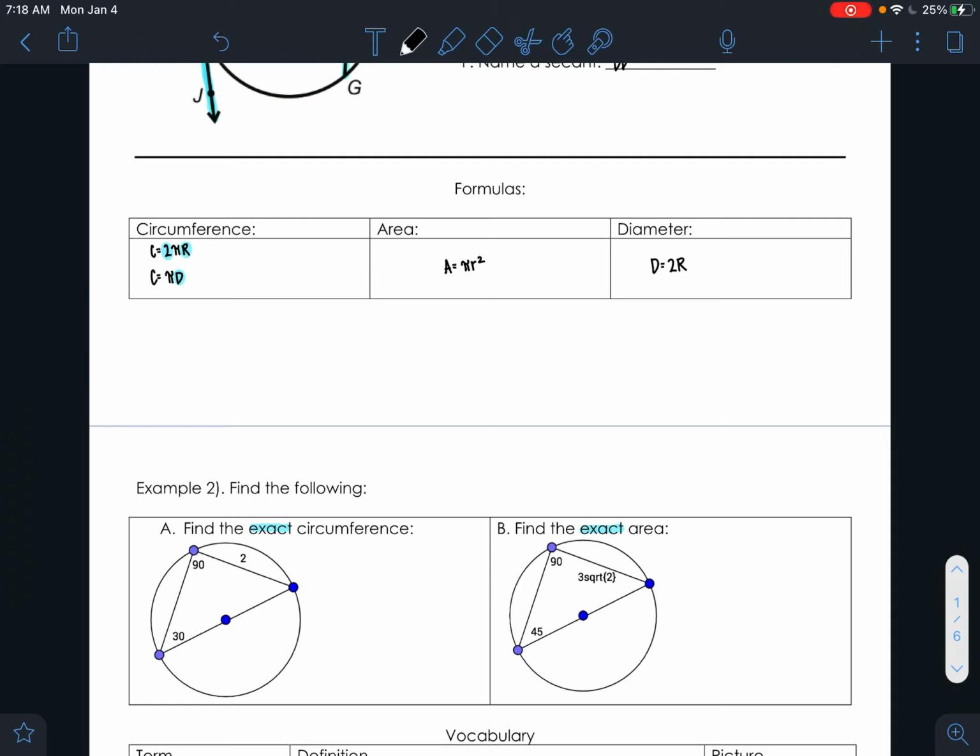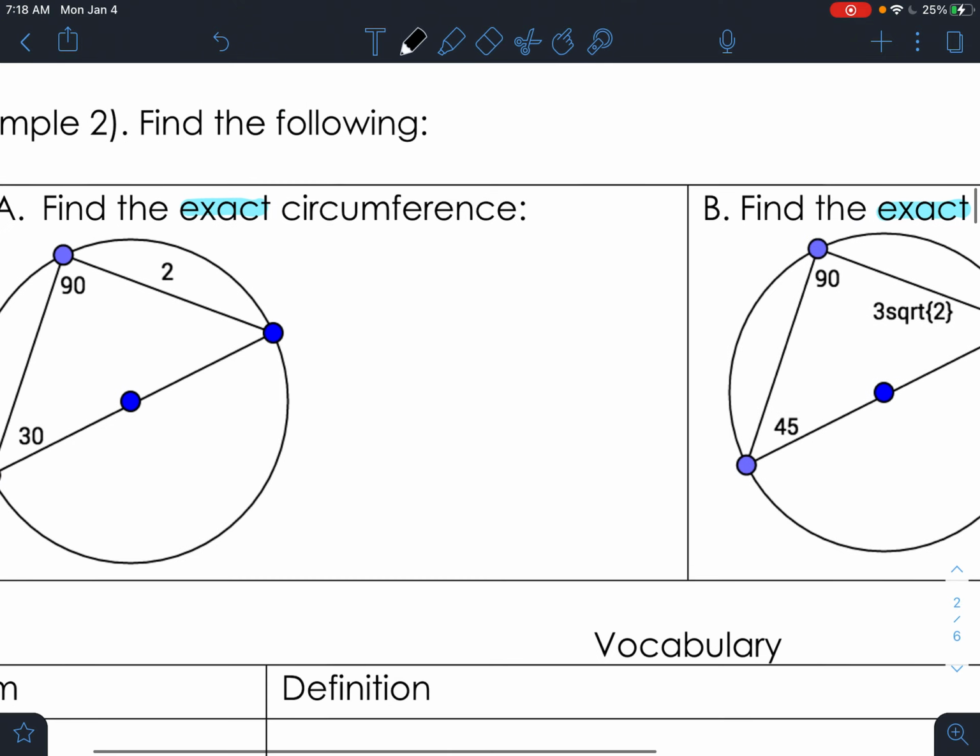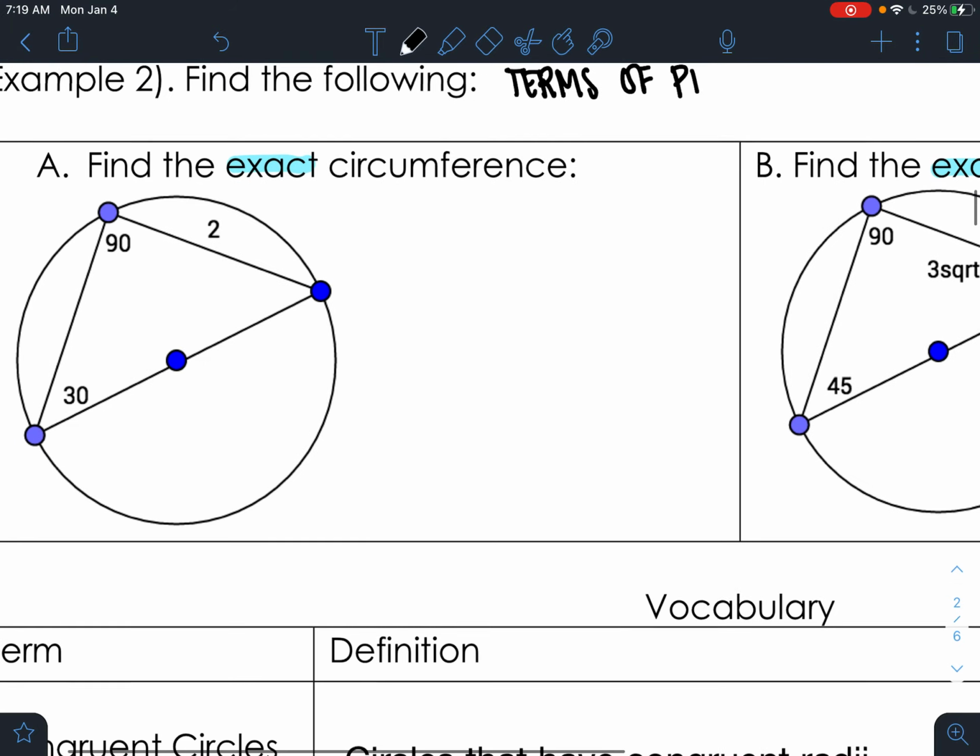When we've been computing these formulas in the past, we always use 3.14 to represent pi, but that is an approximation, all right? So when it's asking you for the exact circumference and the exact area, we're going to keep it in terms of pi, which means that we aren't going to use 3.14 in our formula. We're just going to keep the pi in our final answer.